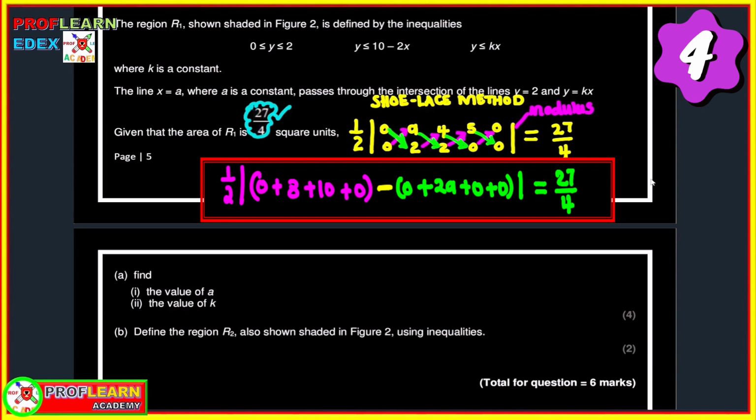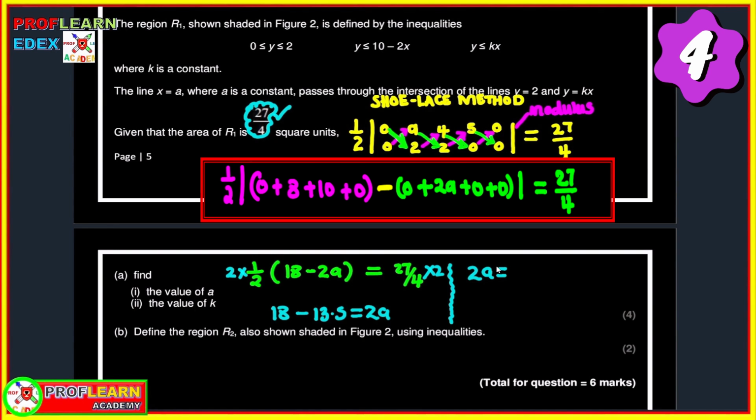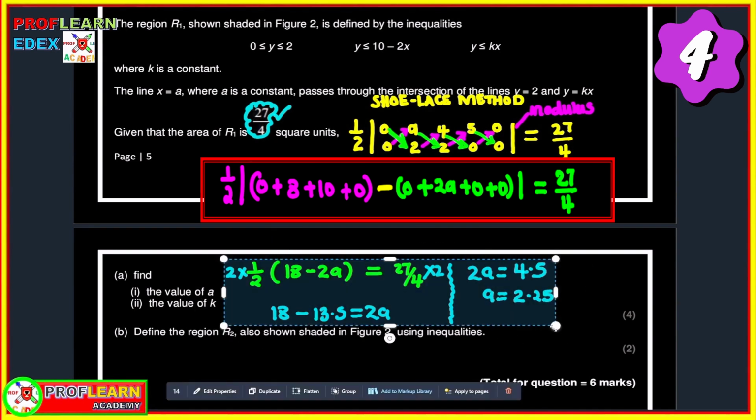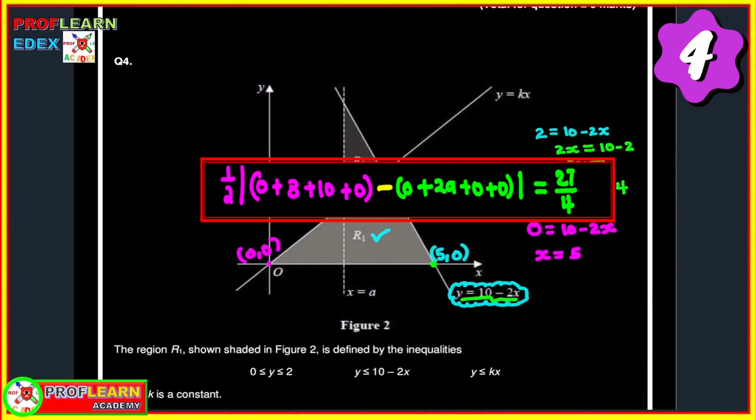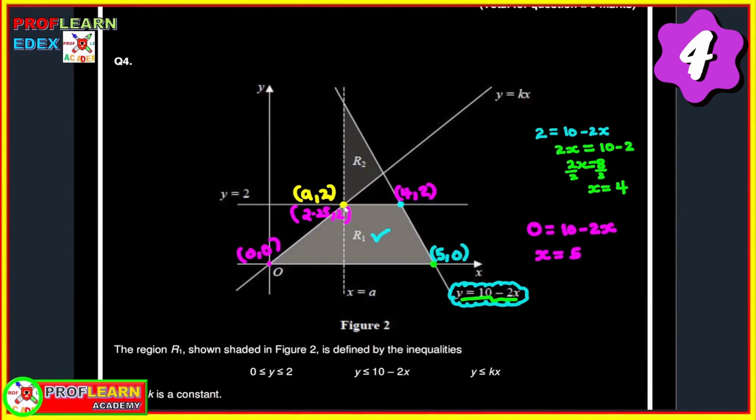All right, so if we now work this out, we shall have 18 minus 2a is equal to 27 over 4. Then we can multiply by 2 both sides so that we can make a the subject of the formula. Divide by 2 both sides. We are going to find our value of a is 2.25. So that is exactly the value of a in that case. So this point is 2.25.